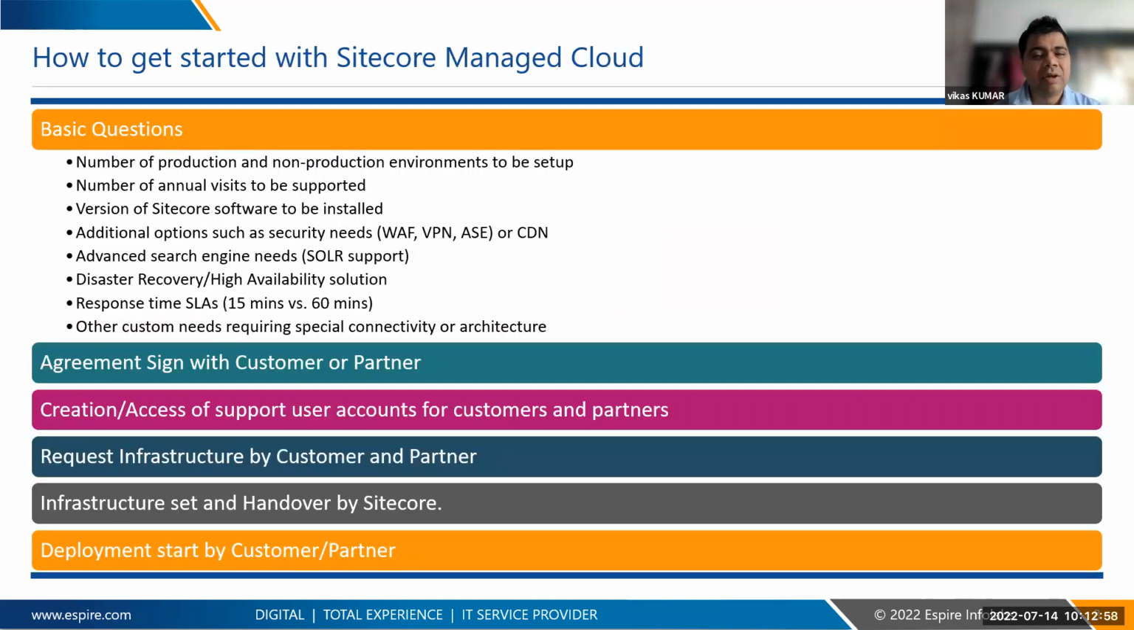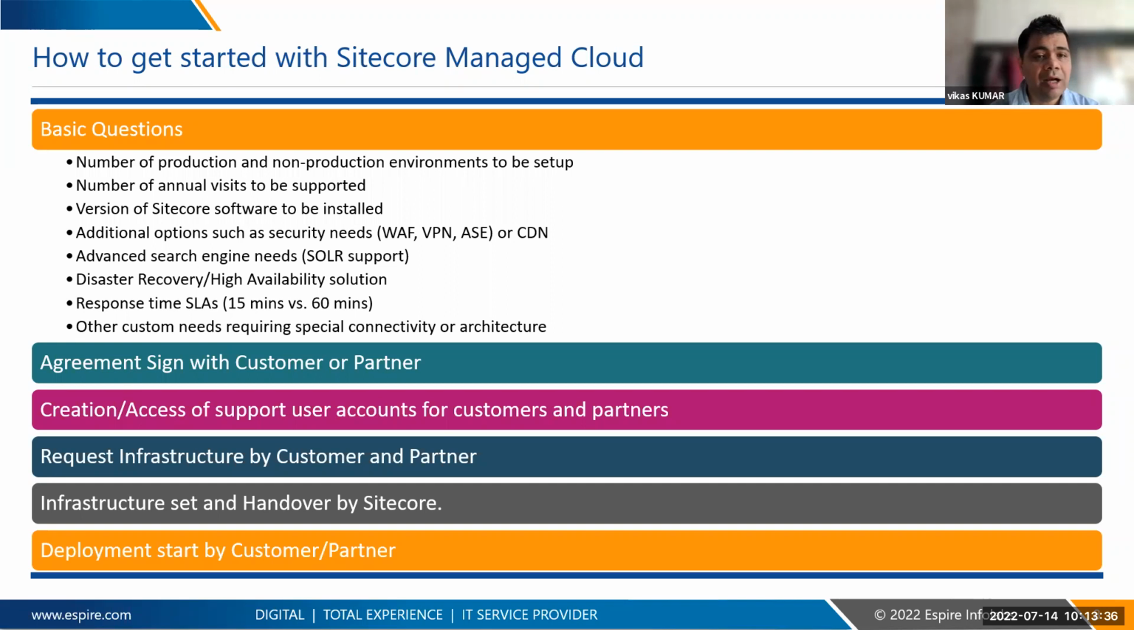But sizing is not enough to go onto the cloud. There are many other things you need to know, like how many production and non-production environments are required. We discussed monthly visits for the sizing, and annual visits are also required. Then, what software? Cloud is available for XM, XP, or XC. Yesterday we heard about XM Cloud as well, but that is a very different service, more of a SaaS, while this is more of a PaaS.